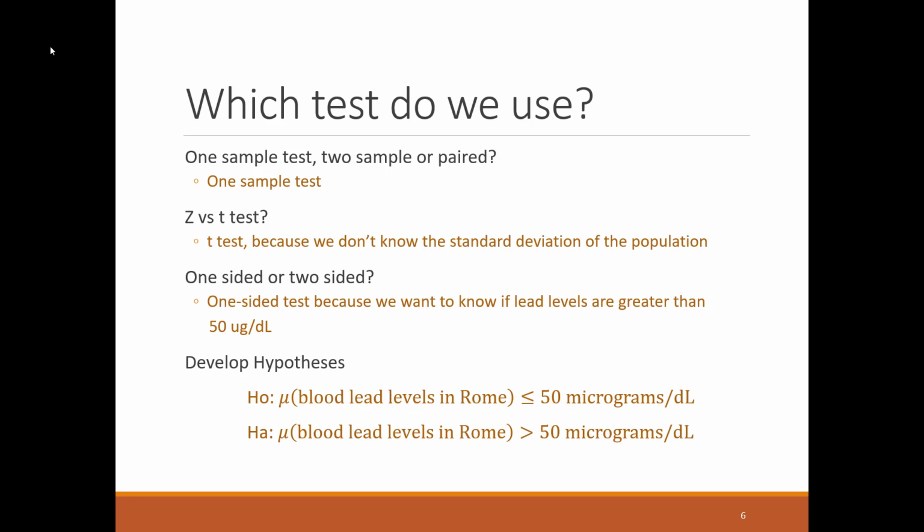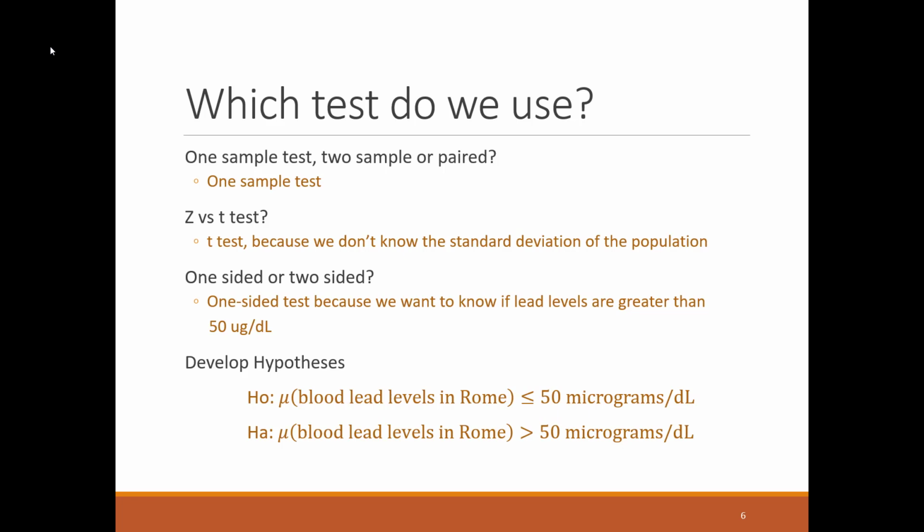But in this case, we're looking at a one sample t-test. The next thing we think about is whether it is a z or a t-test. And we're going to use a t-test here because we don't know the standard deviation of the population. We are making an estimate of the standard deviation of the population from the standard deviation of the sample, or S. So we know S, we don't know sigma. So we will use the t-test. Sigma is the standard deviation of the population.